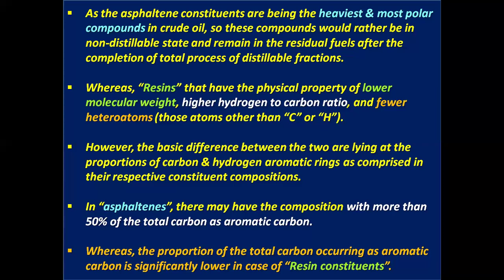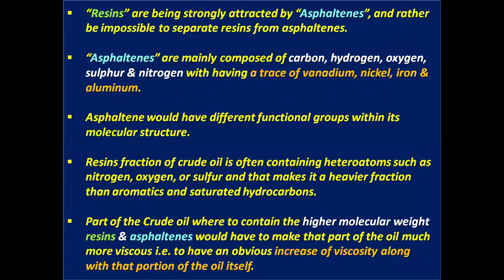Asphaltenes may have a composition with more than 50% of the total carbon as aromatic carbon. Whereas the proportion of the total carbon occurring as aromatic carbon is significantly lower in the case of resin constituents. That's the basic difference between asphaltenes and resin. Resins are strongly attracted by asphaltenes, and it is rather impossible to separate resins from asphaltenes.